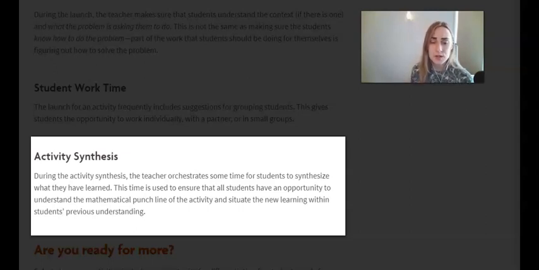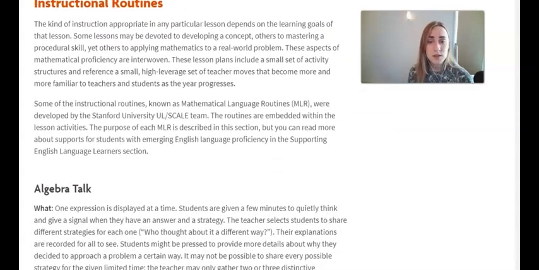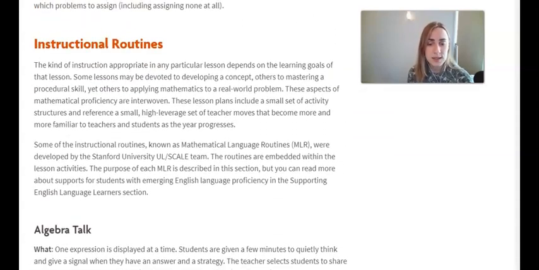It's used to ensure that all students have an opportunity to understand the mathematical punchline of the activity and situate the new learning within the student's previous understanding. One way that they mainly do this is by using instructional routines. The ones I'm going to talk about specifically are the mathematical language routines, because they come up a lot in the lessons for this week.